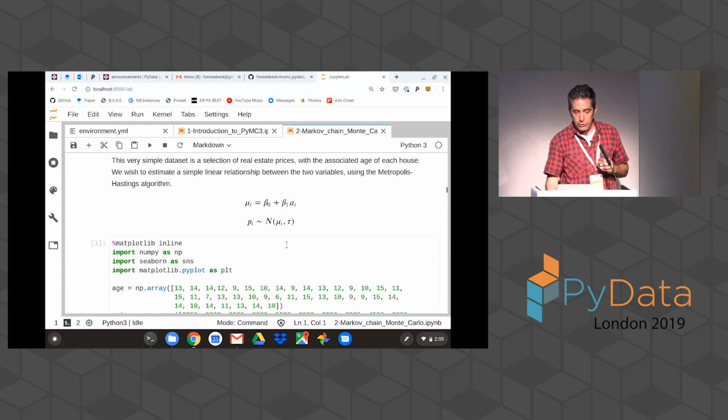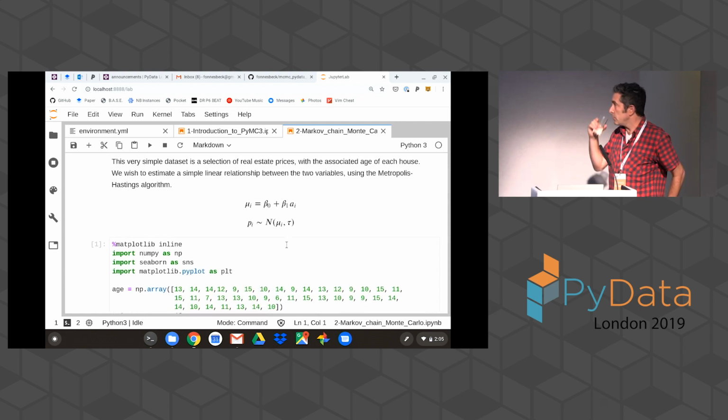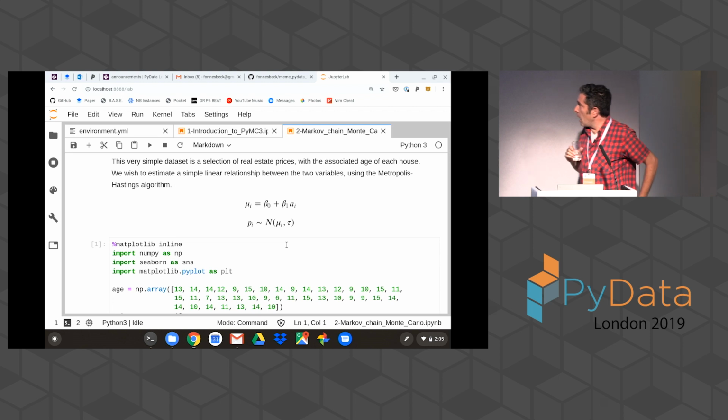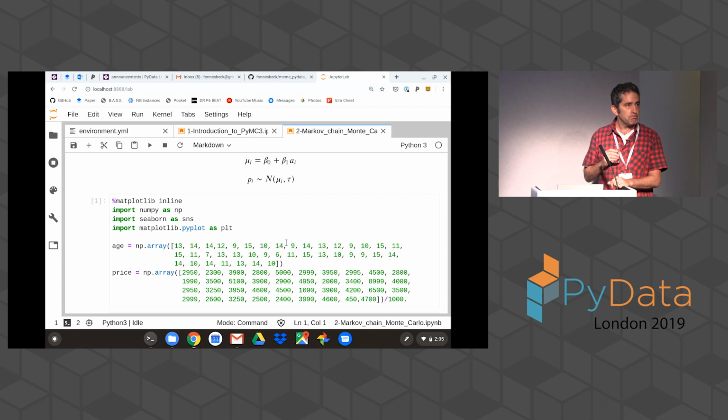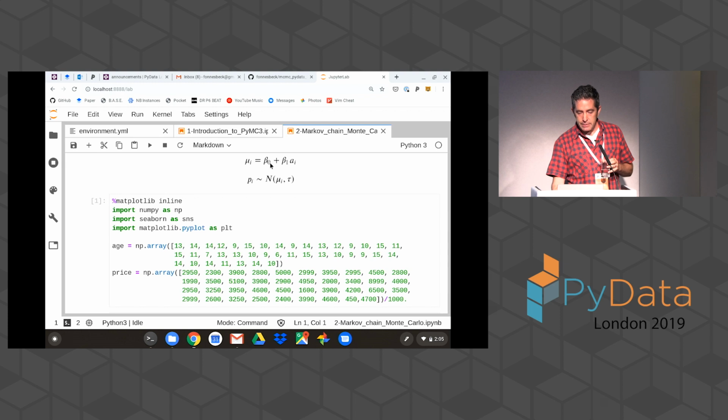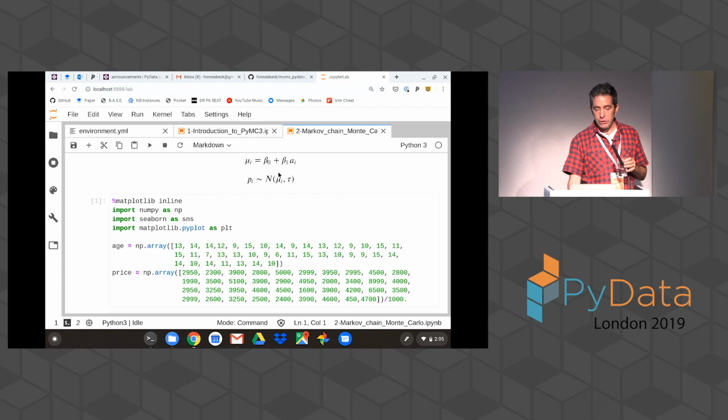All right, so I'll pick a different but also simple example. This is a simple linear regression. We're trying to estimate the price of houses as a function of age. Our expected value is a linear function of age, and the sampling distribution is going to be normal. So our expected value will be an intercept plus a slope times the age, and then some value tau will be the standard deviation of that.